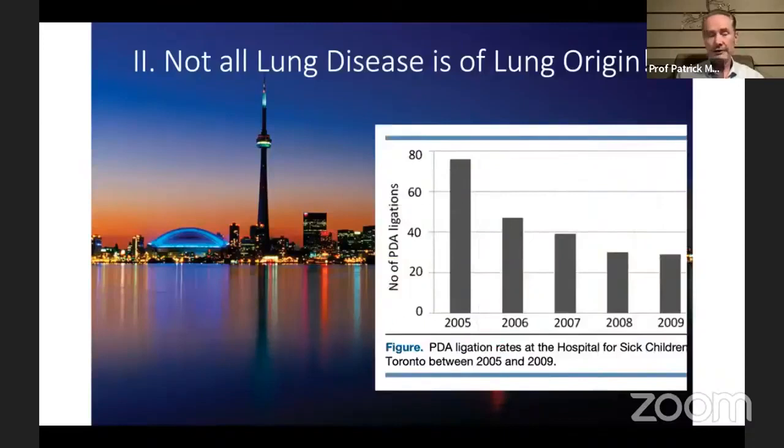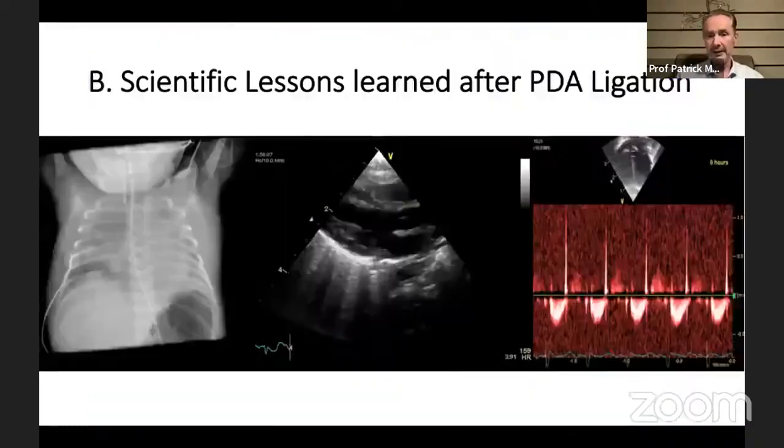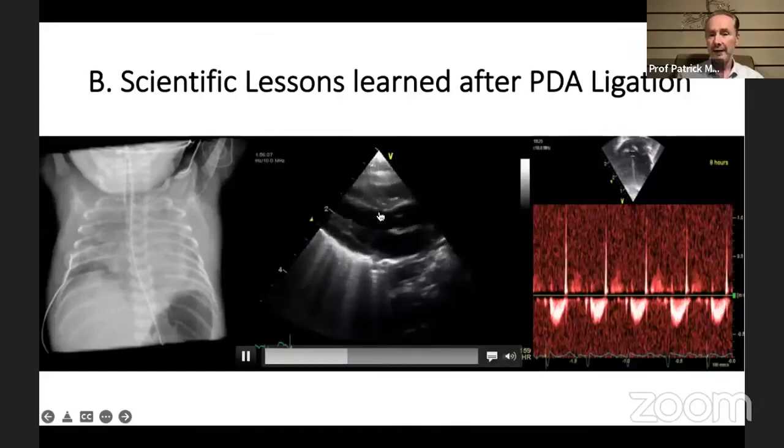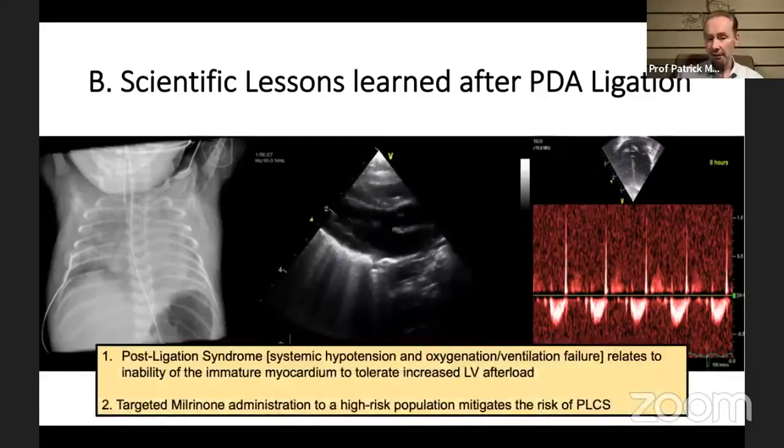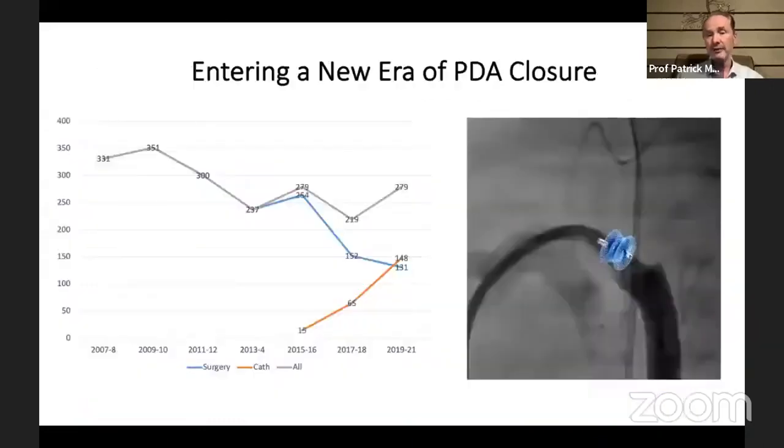In 2003-04, I was asked to develop a process in Toronto for triaging babies for PDA ligation. One of the things that I learned over the next 4 to 5 years is that after PDA surgery, babies get sick. Their left ventricle fails, they develop a low cardiac output state, and they end up with a chest X-ray that looks very edematous and very sick. Over the next 5 to 10 years, we characterized the physiology and demonstrated that this relates to increased LV afterload, and that a drug like milrinone decreases the risk of post-ligation cardiac syndrome.